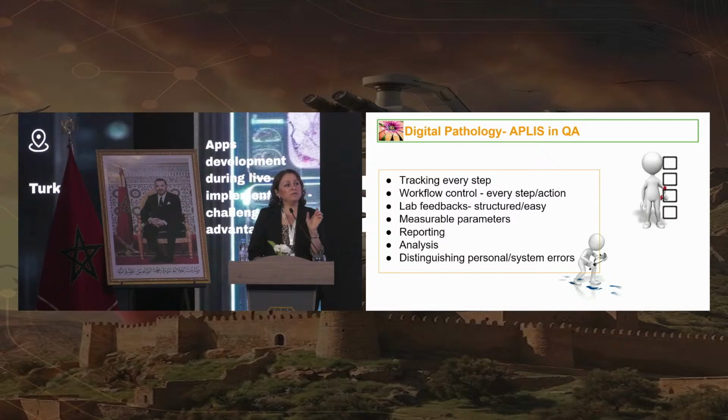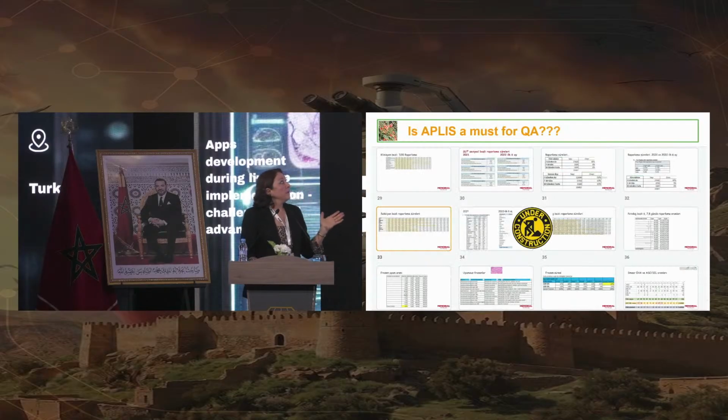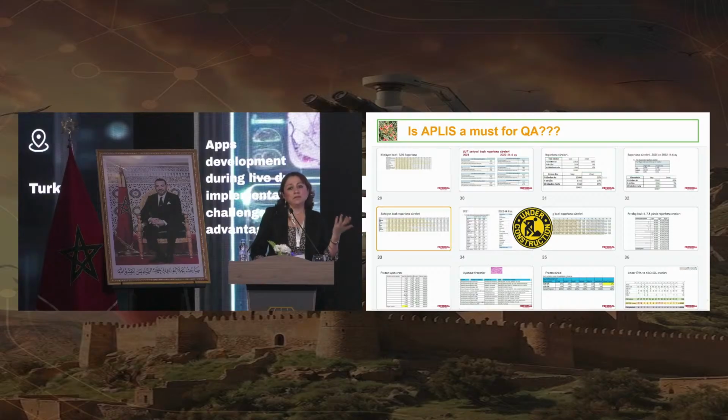And the most important thing is you can distinguish staff problems from system problems. Because if you have a problem in the system, you cannot manage it with the staff. If you have a problem with the staff, even if your system is marvelous, you cannot manage it if you don't focus on that person. So Appless manages quality assurance by this. Is it a must? No, you can do it without.